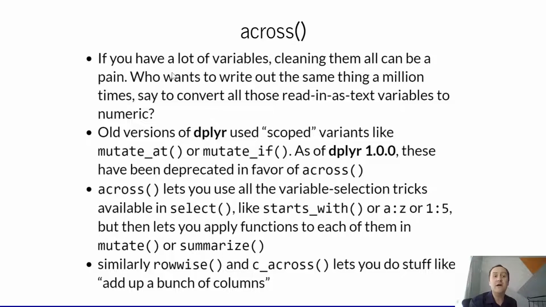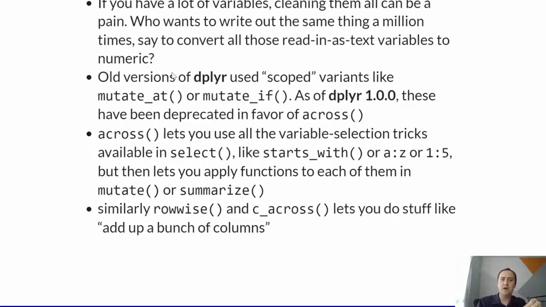If you look online, you might find old code that uses things like mutate_at or mutate_if. These are all old functions that are deprecated. As of dplyr 1.0, you want to use the across function instead. Across lets you use all sorts of variable selection tricks that we talked about with select, like starts_with, or names across a range, or index positions, all this sort of stuff. And then you can apply the same function to all of them using mutate or summarize. There are also functions called rowwise and c_across that let you do stuff like add up a bunch of columns, like we did before when we added Midwest and Northeast and West and South. You could have used rowwise or c_across to do that instead. I'm not going to go into those, but those are out there.